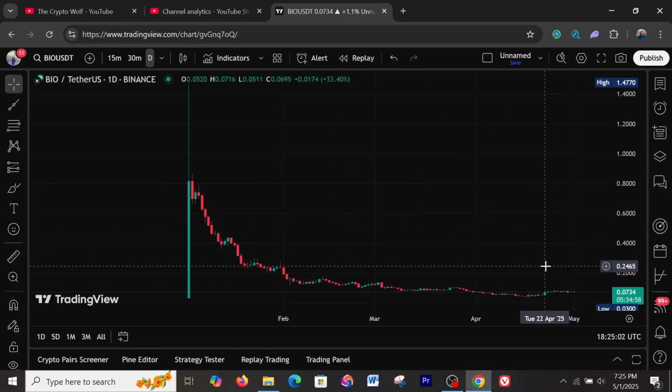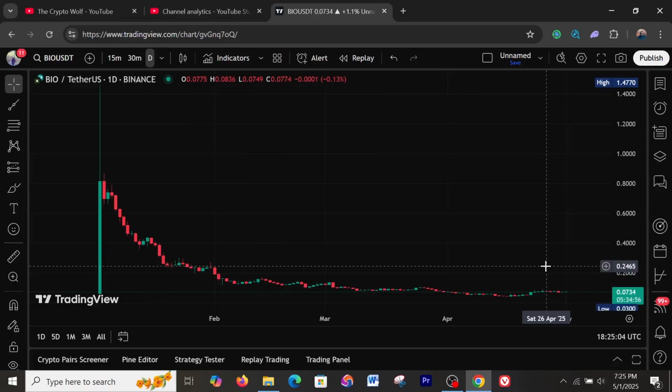So these are the three tokens you should take a look at: RUNE, STRK, and Bio for the month of May. So at the end of May, you can review the trade. Then on the last day of May, I'll make another video for tokens you should look at, altcoins with potential for June.